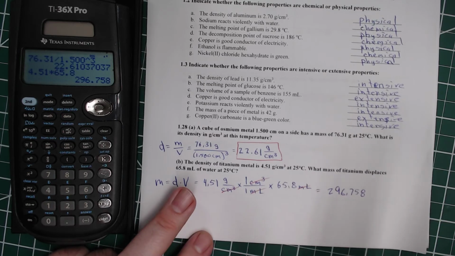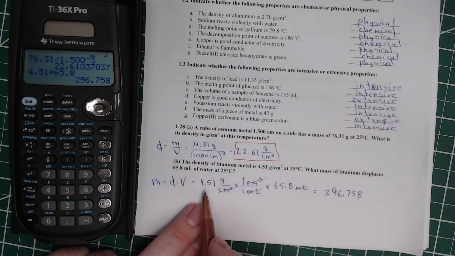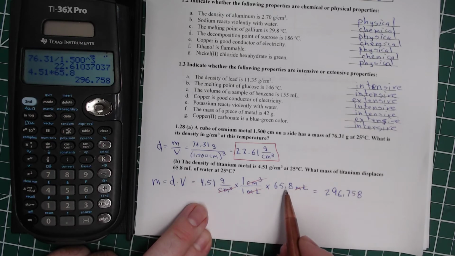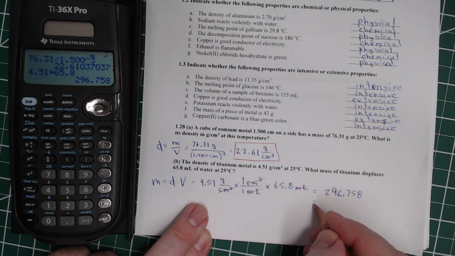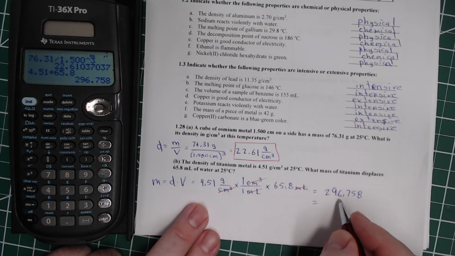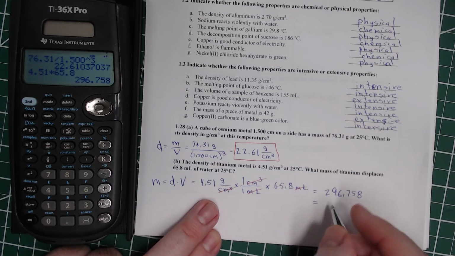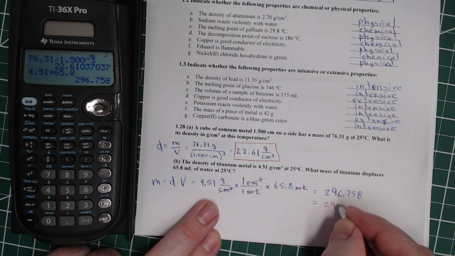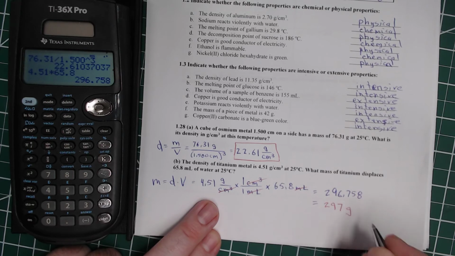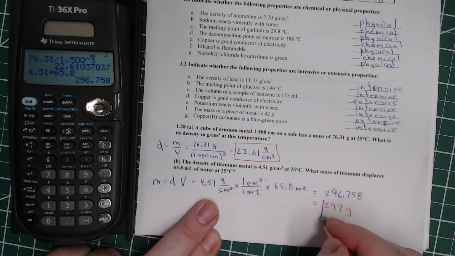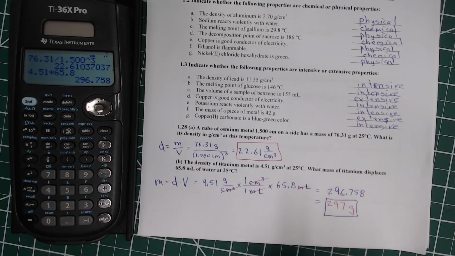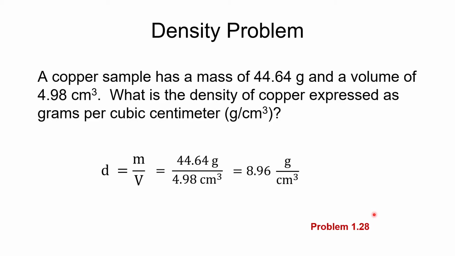So 4.51 times 65.8 gives us 296.758. Now, we don't want to write down all those numbers. We have three significant figures here and three significant figures here. Our answer is going to have three significant figures. So I'm going to round that to that 6, but we're going to round up, so it'll be 297 grams. And that is our answer for part B. All right, so that is density. So now let's go back.